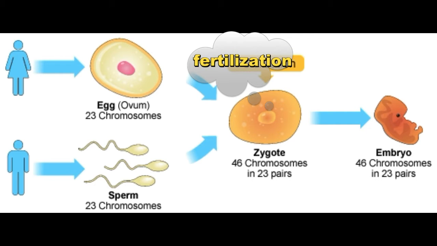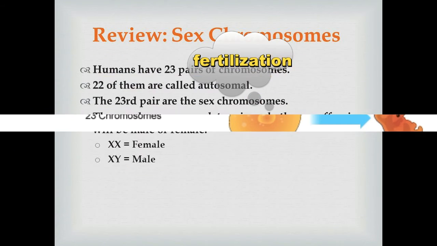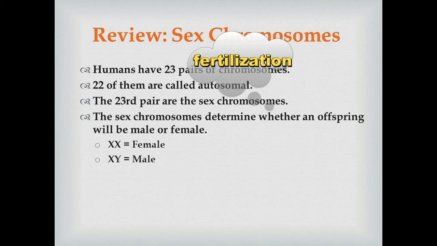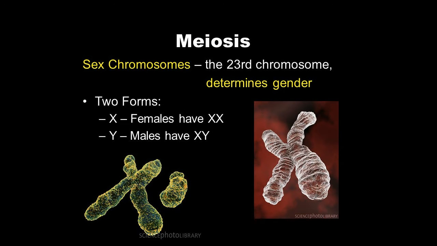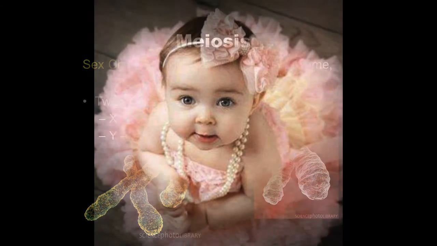So the egg will bring 23 chromosomes to the party. The sperm will bring 23 chromosomes to the party. And together, when the egg and the sperm unite and become that new one individual cell, they will have 46 total chromosomes. And out of that 46, the 23rd chromosome of each one, remember they're each bringing 23, is the only one that is not an autosome.